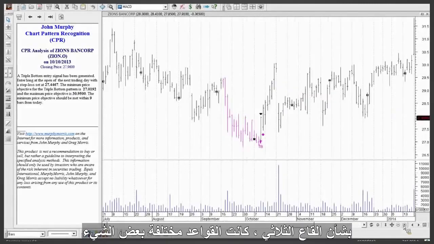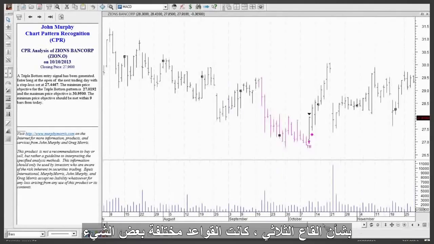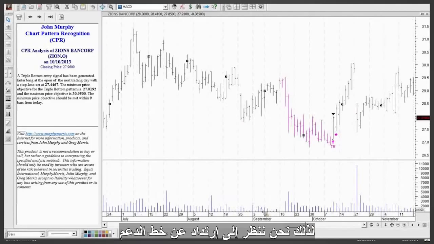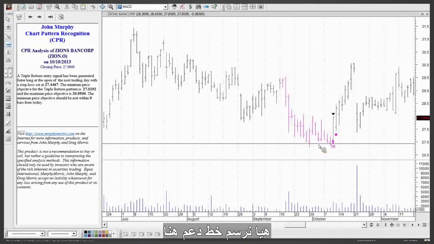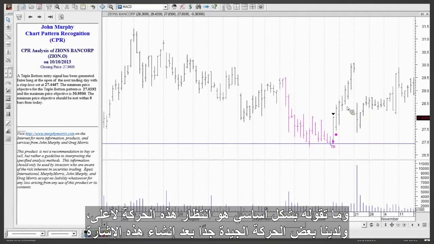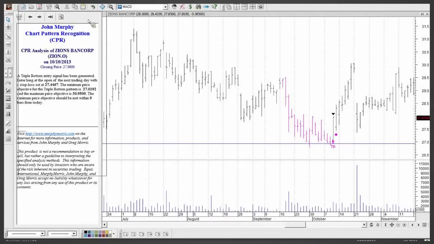So for our triple bottom, the rules were a little bit different. We're looking at bouncing off of a support line. Let's go ahead and throw a support line on here. So we bounced off of this support line multiple times, and basically what it is saying is wait for this movement up. And we had some very, very good movement after this signal was generated. Okay.